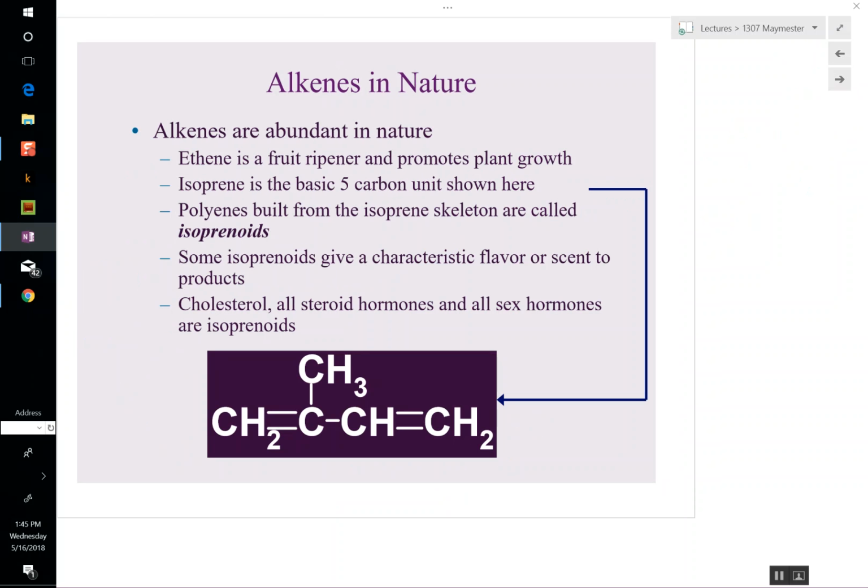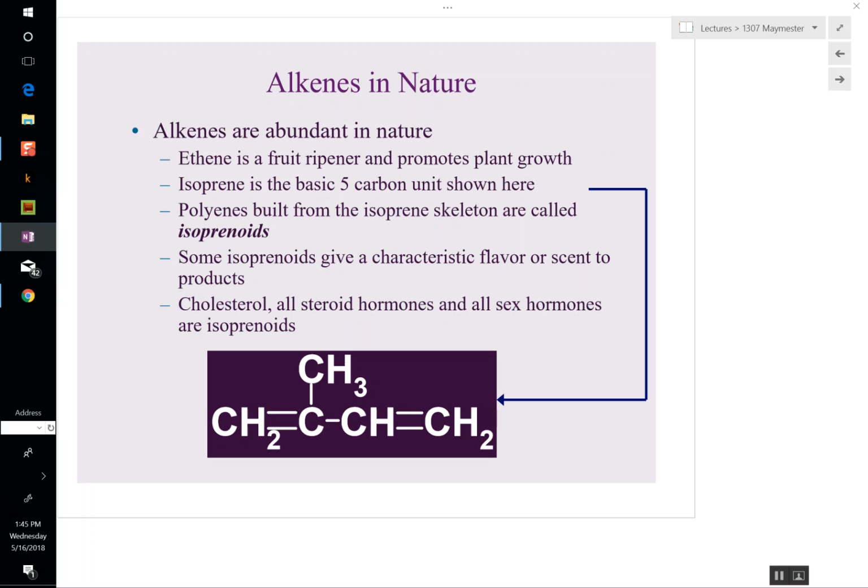Okay. Let's go through alkenes in nature. And then we'll get to reactions. The addition reactions of alkenes are very, very important. Really important. It'll be on the exam Friday. It'll be on the final exam. Alkenes in nature.